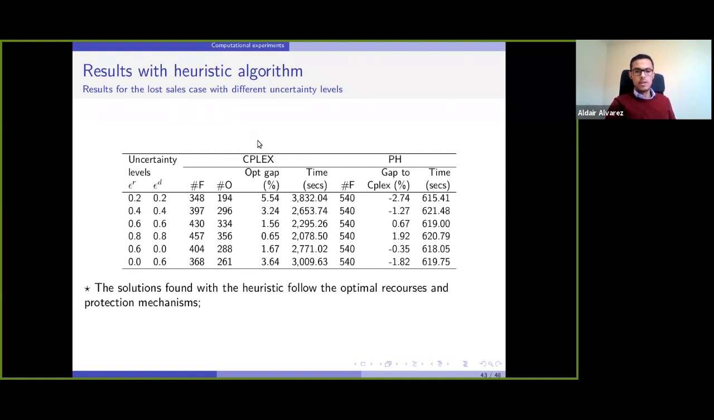This is for the lost sales case, but for the capacity reservation contract case, it's a similar scenario. But more importantly, besides this quality in terms of the cost, we also observe that the solutions of the heuristic also follow these optimal policies, recourses, and mechanisms that we showed before.